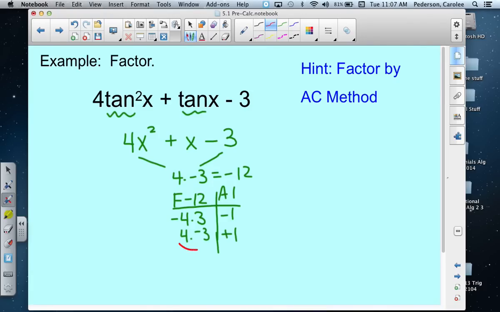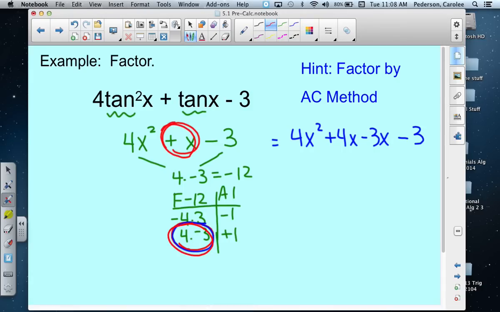So if you remember AC method, you take these two terms and you replace it with that middle term. So it becomes 4x squared plus 4x, negative 3x, and then minus 3 at the end. So again, this term is gone, and it's replacing it with that term. Now I've converted this to 4 terms to do grouping. So I'm going to group the first two, group the last two, and take out their GCFs.